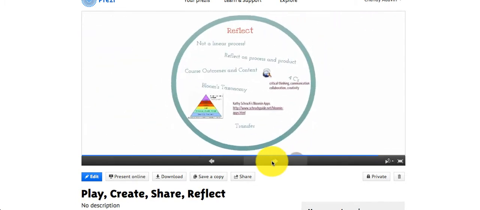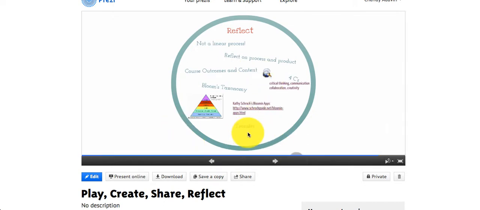Okay, but it has just a fun dynamic to it. So all of this is not a linear process. It's important for us to stop and reflect on it and see the process, not only the product, and to look at the course outcomes and the content. Think about all of this, such as the four C's: critical thinking, communication, collaboration, creativity, and place it in Bloom's taxonomy. So they're not just pretty tools, but how can they be used in meaningful ways? Kathy Schrock has some great what she calls blooming apps. If you're not familiar with them, I suggest taking a look at that.